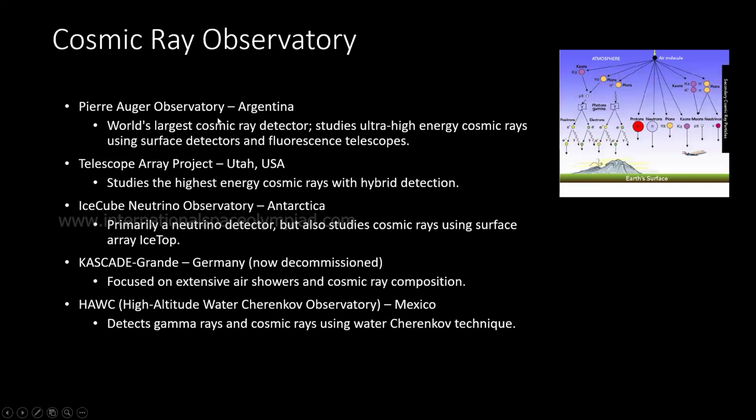Pierre Auger Observatory in Argentina, Telescope Array Project in Utah, USA, IceCube Neutrino Observatory. Again, we are repeating IceCube because neutrinos are also part of the cosmic rays. Then KASCADE-Grande in Germany, now decommissioned, and HAWC, the High Altitude Water Cherenkov Observatory in Mexico, which detects gamma rays and cosmic rays using the water Cherenkov technique. So these are all the major cosmic ray observatories.